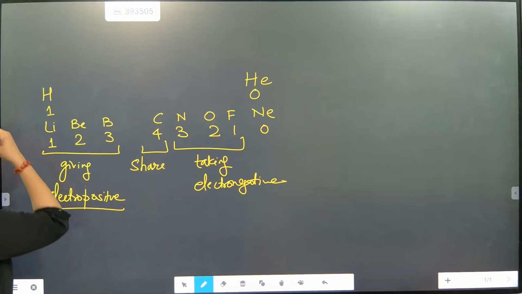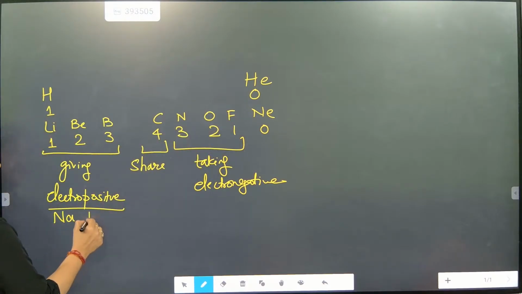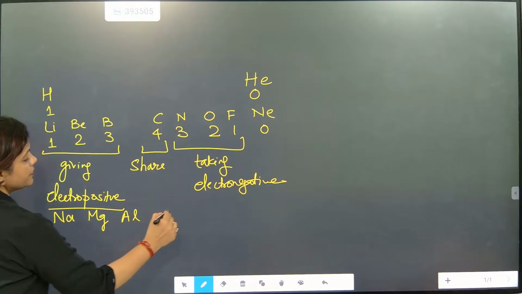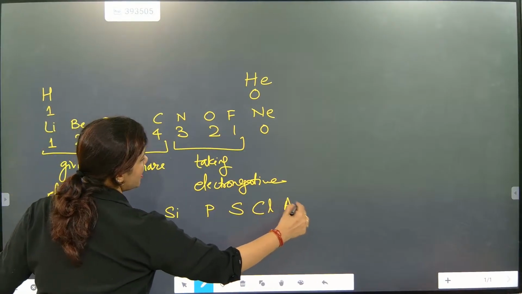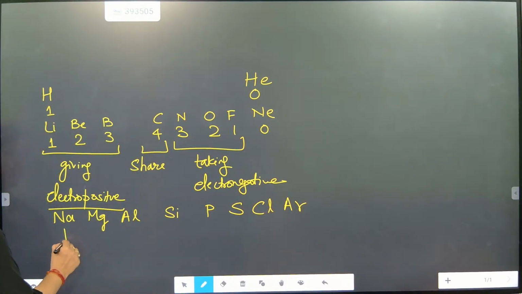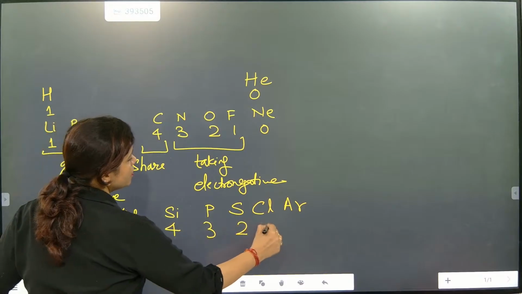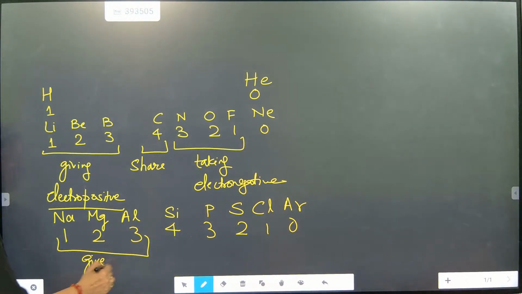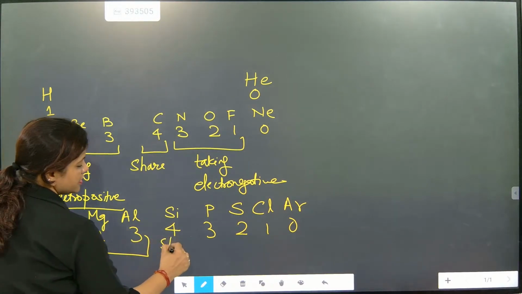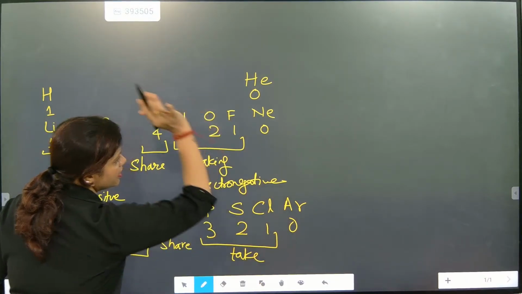So now next comes again lithium, neon, after that sodium, magnesium, aluminium, silicon, phosphorus, sulfur, chlorine, argon. So definitely the valency again here is 1, 2, 3, 4, 3, 2, 1, 0. Understood? So again they will do what? Give valency. Understood? And here it is share. And this one is take. And they don't do anything.